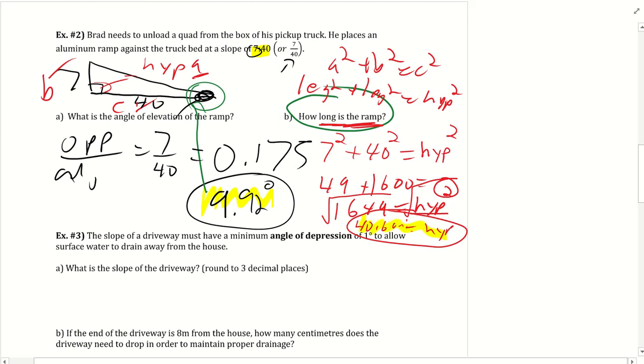Okay, so that would be how long it is. It'd be 40.6 units. We don't have enough information to say whether it's meters or feet or what have you. Woof. All right, we're doing some good math here. I'm really excited about this. Let's take a look at the slope.